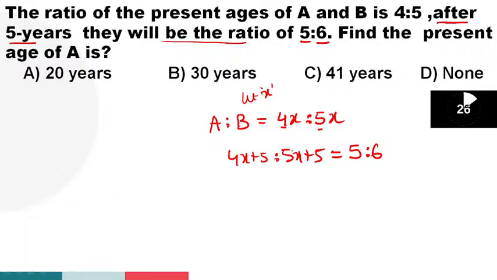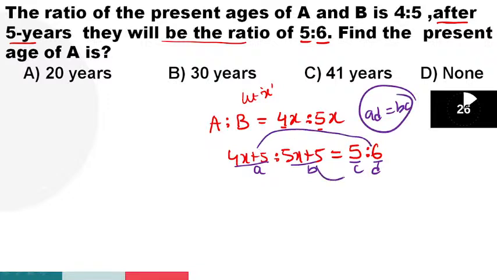Look at the screen carefully. For example, A, B, C and D look like a proportion. What is the proportion formation? AD is equal to BC. Just arrange AD is equal to BC here. So 6 into 4x plus 5 is equal to 5 into 5x plus 5.